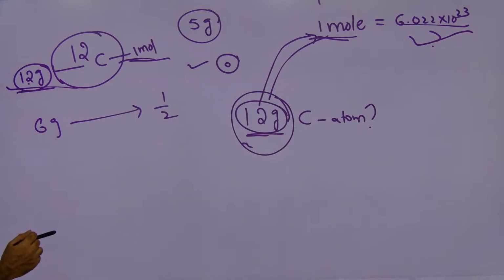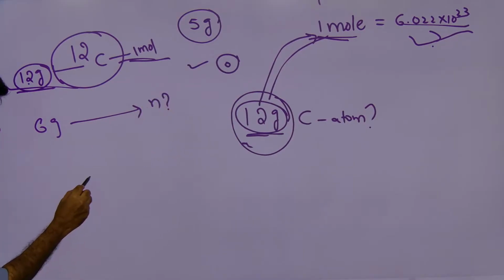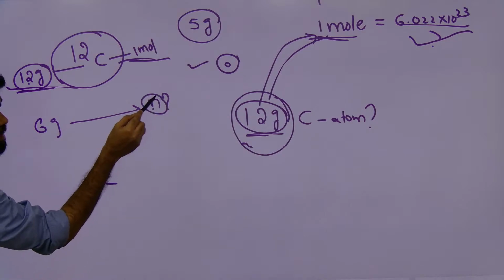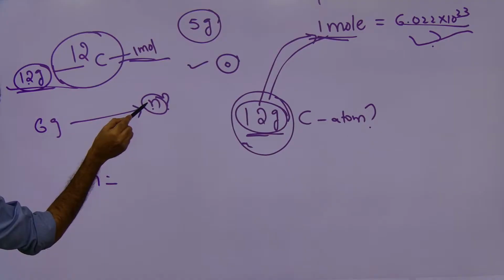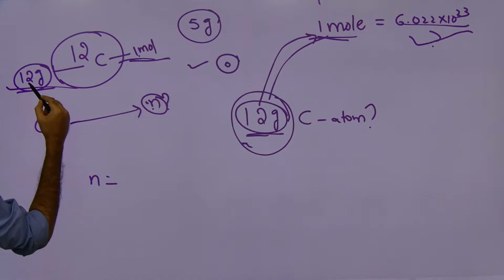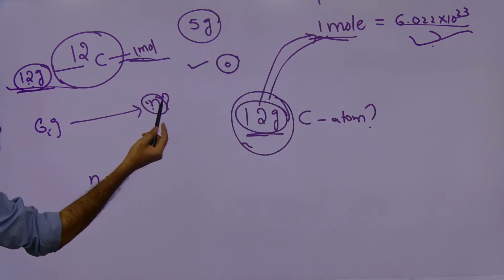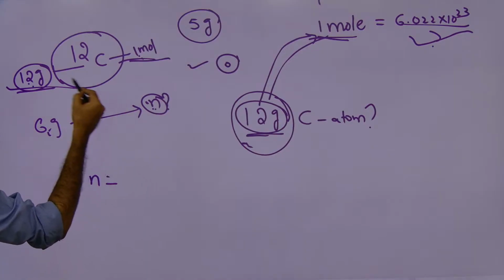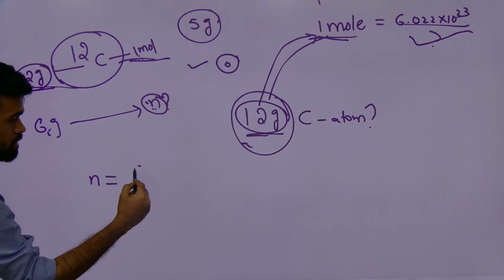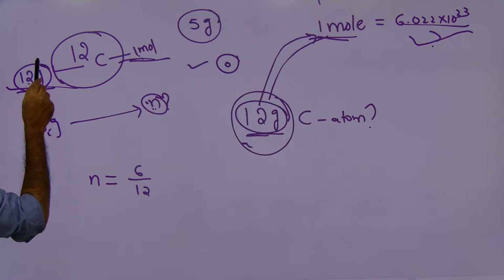Let's see, I want to find how many moles it is. So simply, number of moles I want: 12 into n equals 1 into 6. That means 12 grams is 1 mole, so 6 grams is how many moles? This is my question now. So simply use the unitary method. n into 12 equals 6 into 1, that is nothing but 6 by 12. So what is this 12 actually?